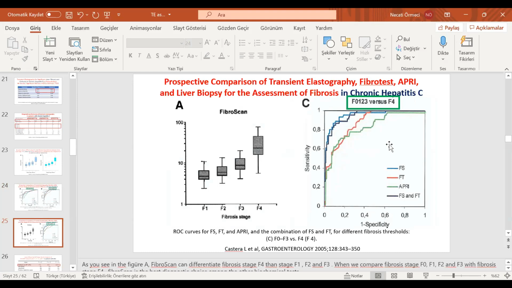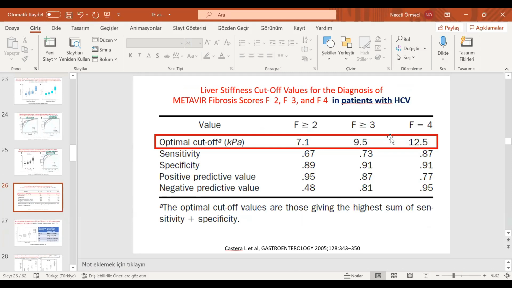On the right side, figure C, if you compare F1 to 3 versus F4, again FibroScan is the best option, and the other option is the FibroScan plus fibrotest combination together. But APRI and fibrotest alone are not so sensitive. In hepatitis C patients, it was published that the optimal cutoff for F2 patients is 7.1, F3 patients 9.5, F4 patients 12.5. This is almost accepted by the other authors.